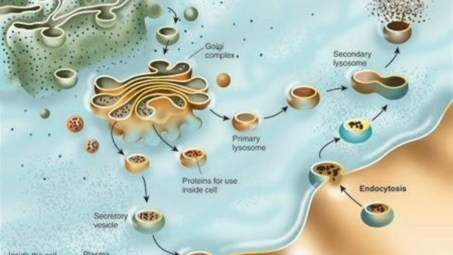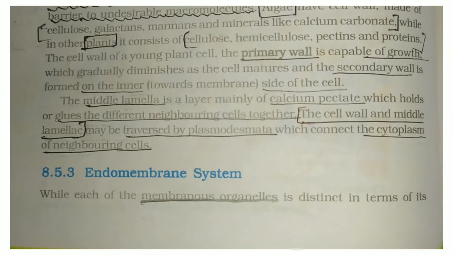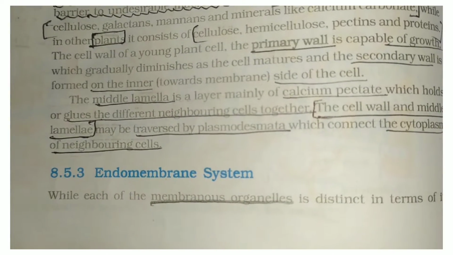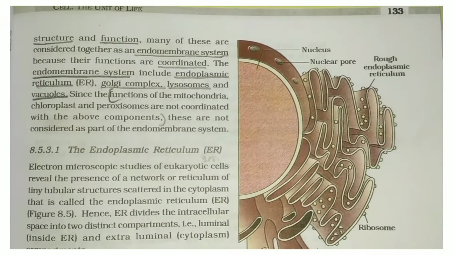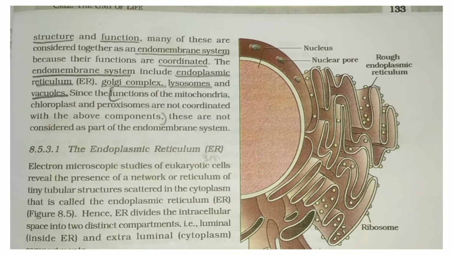Hey guys, in today's video we will be starting with the topic endomembrane system of the chapter 8 Cell the Unit Life. Membranous organelles are different in terms of their structure and function. Many of these are considered together as an endomembrane system as their functions are coordinated.